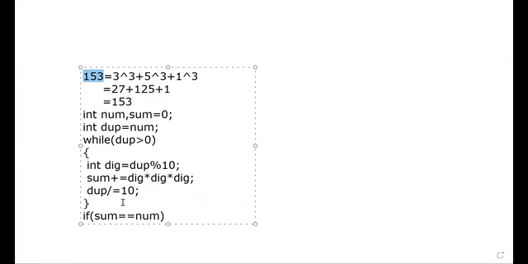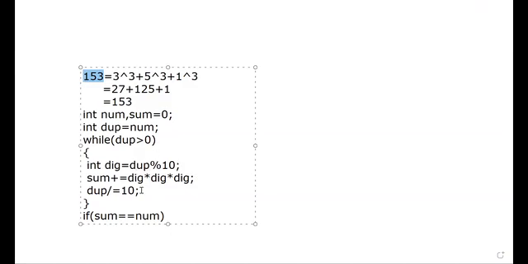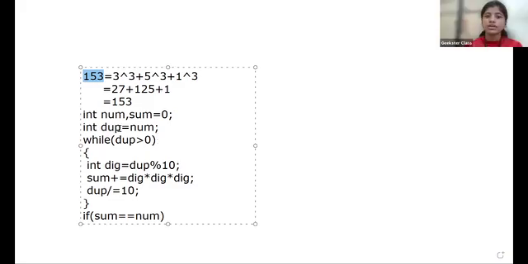Yes, ma'am. अगर line 5 ना लिखें तो तब भी चलेगा ना कोड? Line 5 कौन सा line 5 है? Int dupe equals to num. क्यों नहीं लिखेगा? Tell me. Duplicate एक वेरिएबल है जिसमें मैंने num को स्टोर करा लिया.